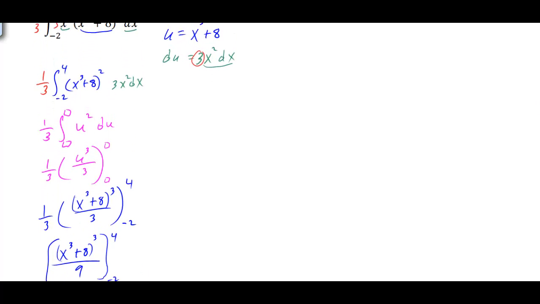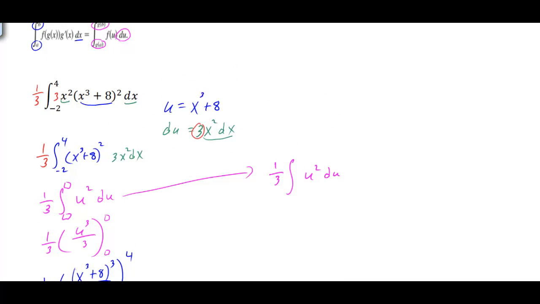The other option to this problem is, once we get to the point where we do the actual u substitution, if we have 1/3 the integral of u squared du, then there's one way we can handle this. We can say, all right, we're going to look at our lower limit and realize that our lower limit over here is an x value of a negative 2. Well, we know that u is equal to x cubed plus 8, so if u is equal to x cubed plus 8, then that means our lower limit would be u equal to our x value of negative 2 cubed plus 8.